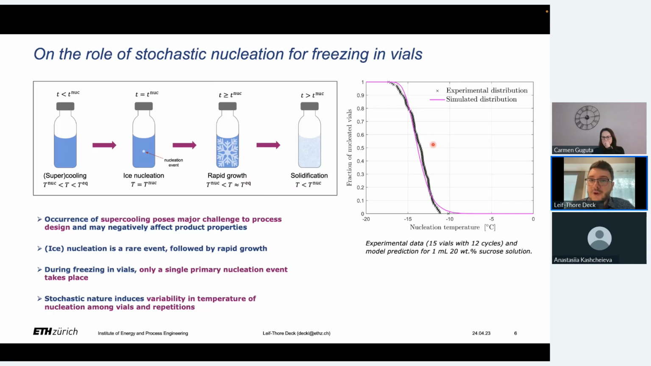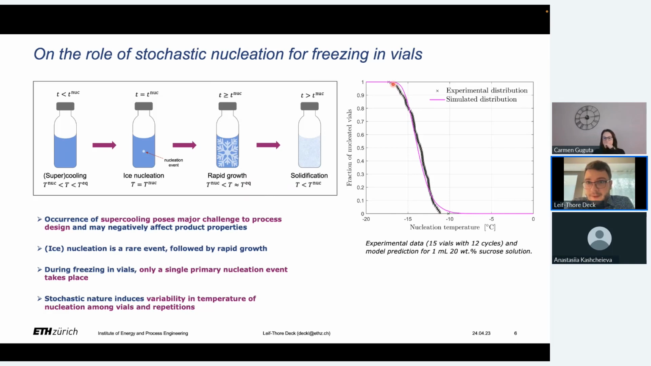So what this curve here shows, now in black, are actually measurements of nucleation temperatures for about 200 vials. And we have the fraction of nucleated vials versus the temperature at which nucleation happens. And of course, if we are at very low temperature, then eventually nucleation will have happened everywhere. But what we see is that there's actually a spread of several degrees when nucleation happens. So in the earliest cases, nucleation happens here already close to minus 10 degrees, but in some cases it's below minus 15 degrees, so it's a spread of around 5 degrees.